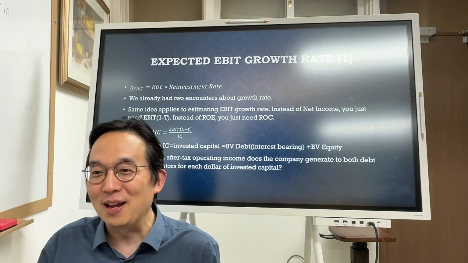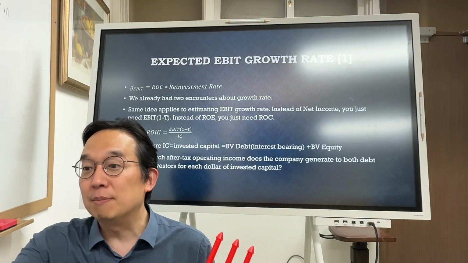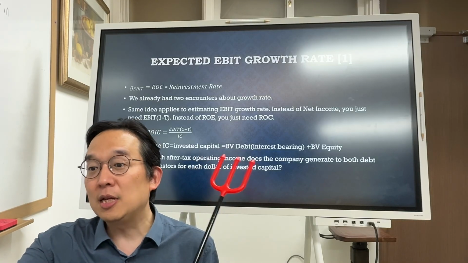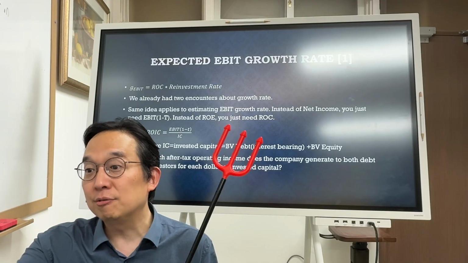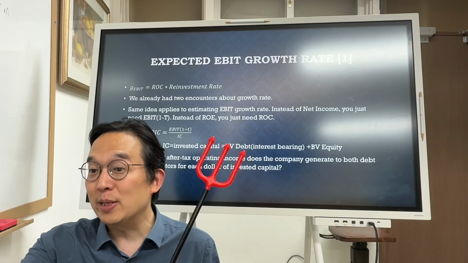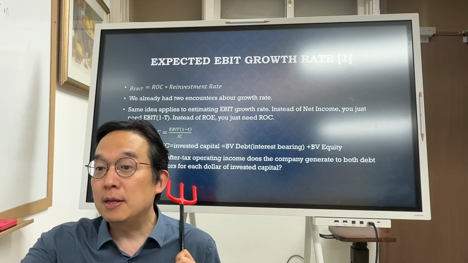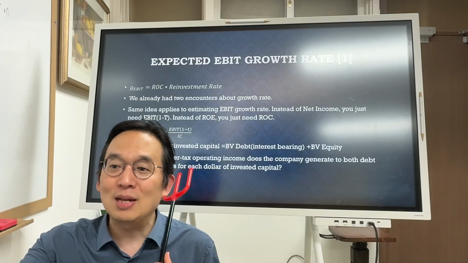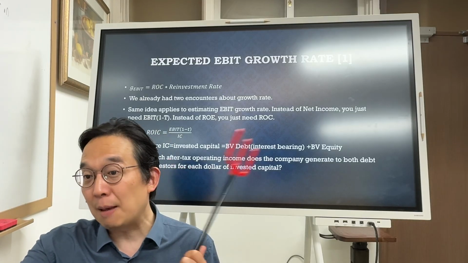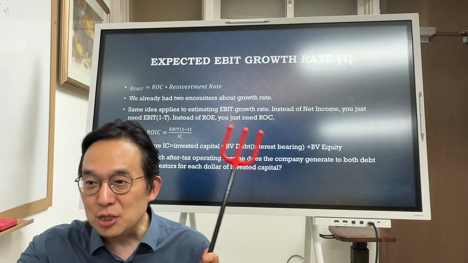That's the fundamental way, right? We already had two encounters about this growth rate. The same idea applies to estimating EBIT growth rate instead of net income. You just need EBIT times 1 minus tax rate instead of net income, and ROC instead of ROE. Is ROC the same as ROIC? Yes, invested capital or capital, it doesn't matter. Just a name issue.